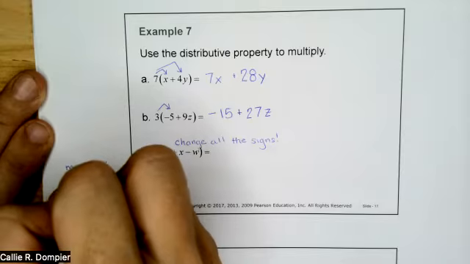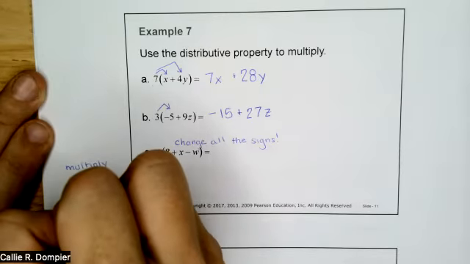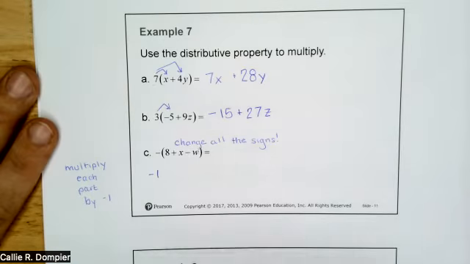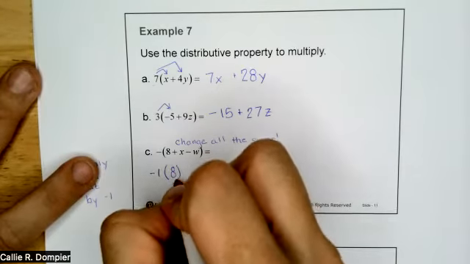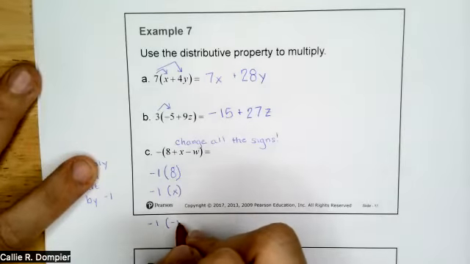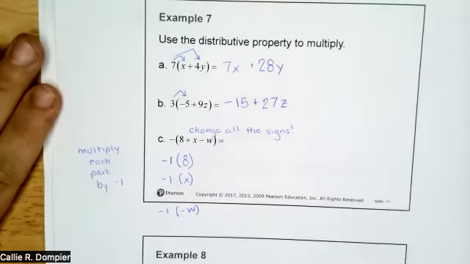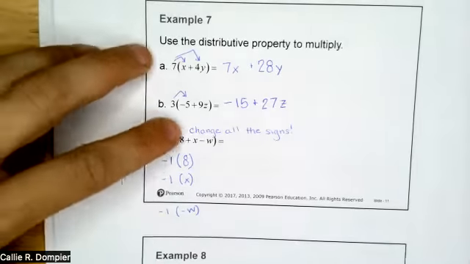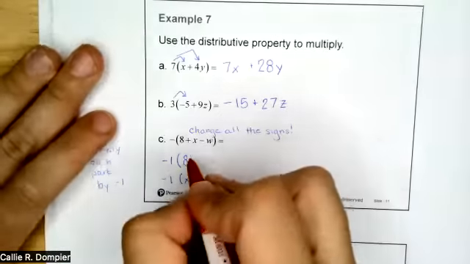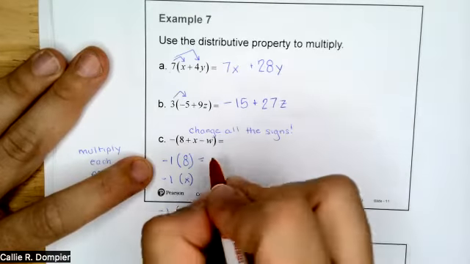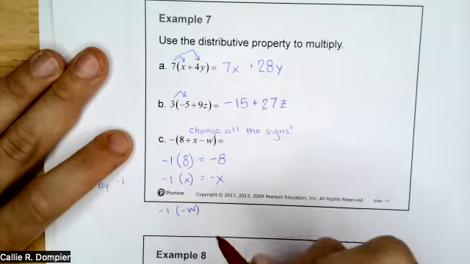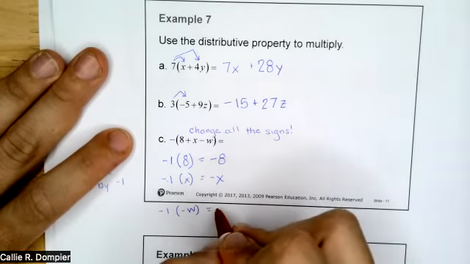Multiply each part by negative 1. So it's negative 1 times 8, negative 1 times x, and negative 1 times negative w. I didn't put plus x because it's just a positive, but a minus w becomes a negative. So negative 1 times 8 is a negative 8. Negative 1 times x is a negative x, and a negative 1 times a negative w is a positive w.